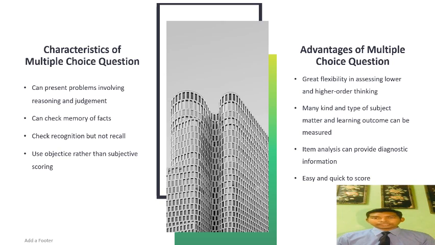Multiple choice items also have advantages. There are four advantages of multiple choice items. The first is great flexibility in assessing lower and higher order thinking. The second is that many kinds and types of subject matter and learning outcomes can be measured. Thirdly, item analysis can provide diagnostic information, and the last advantage of the multiple choice item is that it is easy and quick to score.